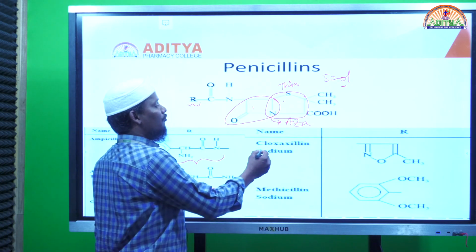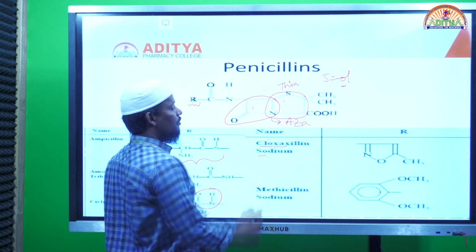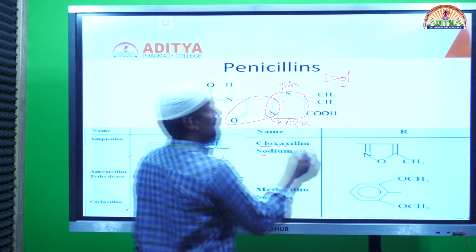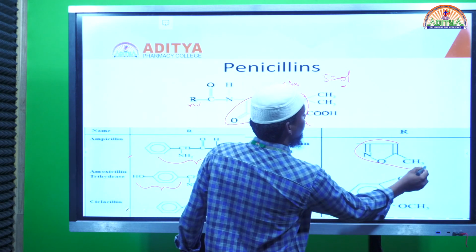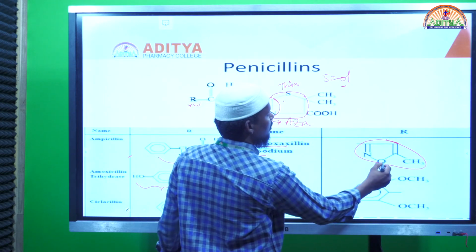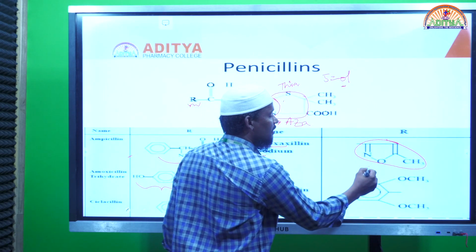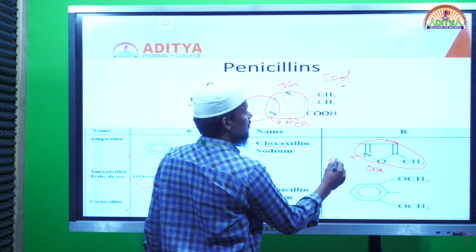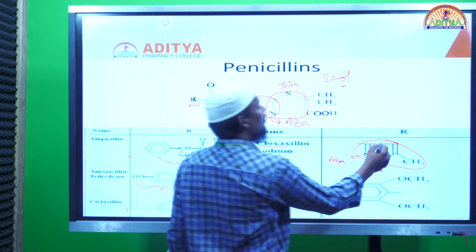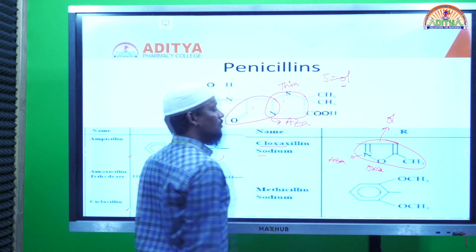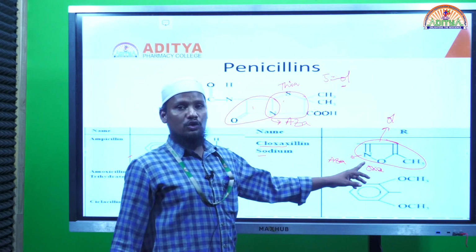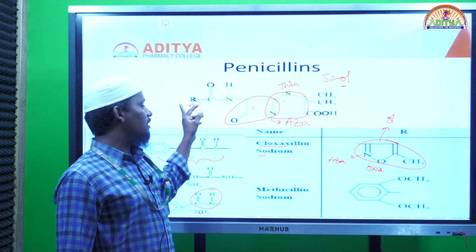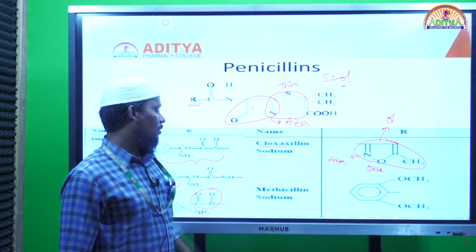So similarly for cloxacillin, at the place of R we are introducing an oxazole ring. This is according to the heterocyclic nomenclature. Oxygen means we write oxa, and nitrogen is aza, and the 5-membered ring is called ole. So the name of this structure is oxazole. So we introduce an oxazole ring at the R position, then we get cloxacillin.